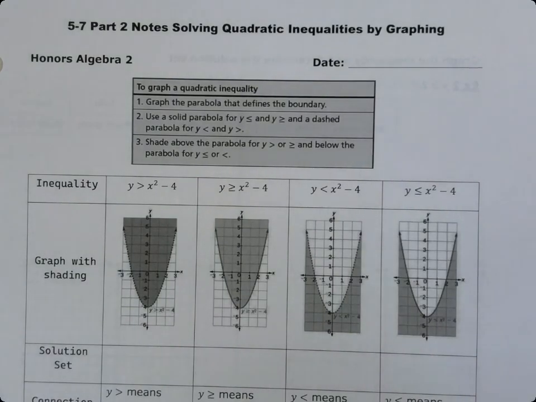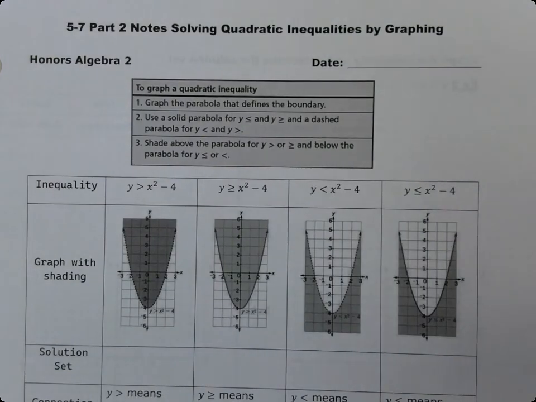5-7 part 2, we are graphing the full quadratic inequality. So I'm going to show you and compare what we did in the last lesson with what we're doing now. Guys, we've graphed inequalities on number lines. We used interval notation. We graphed quadratics in both standard and vertex form. What we're doing is adding a shading to it.